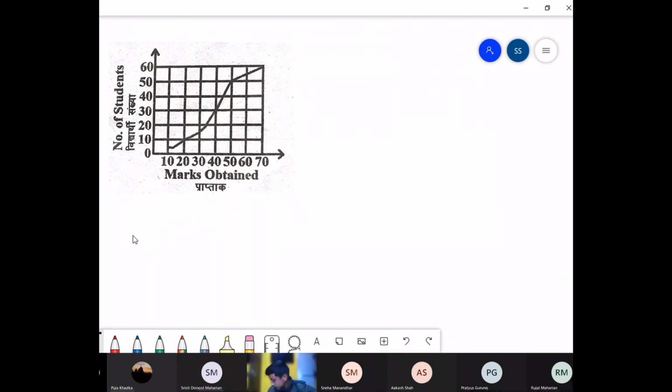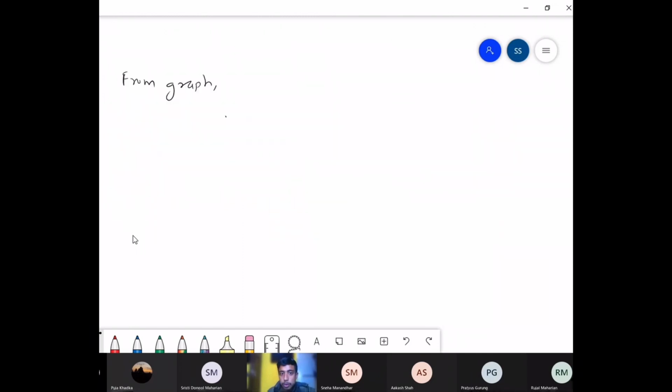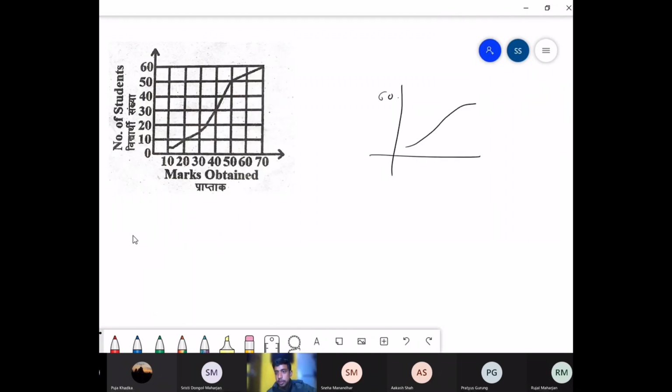So if you see the x axis, that is marks obtained, that is x, the class interval, and the y axis is the number of students, that is frequency. So you have to be careful first, okay. And while finding n, you have to see the number of students side, that is the y axis. On the y axis, where has the curve touched the maximum point? It has touched up to here, 60.